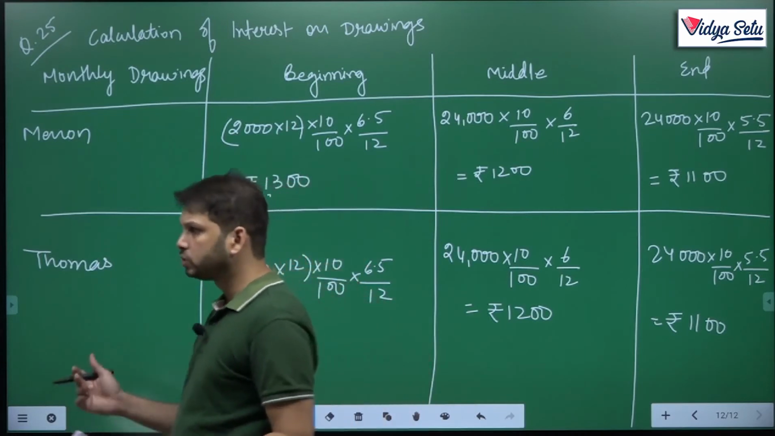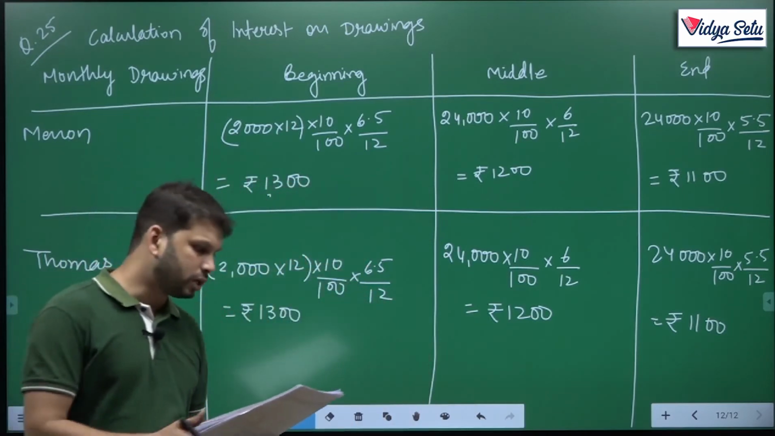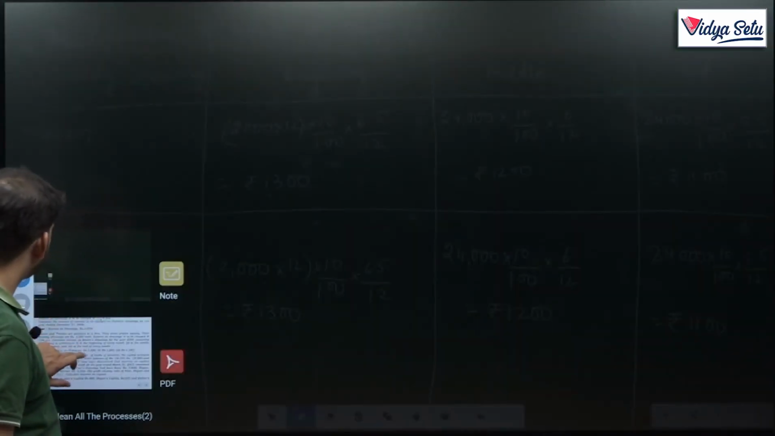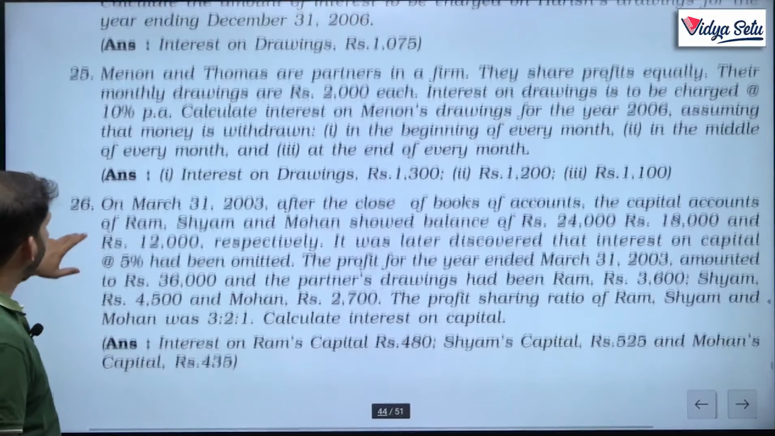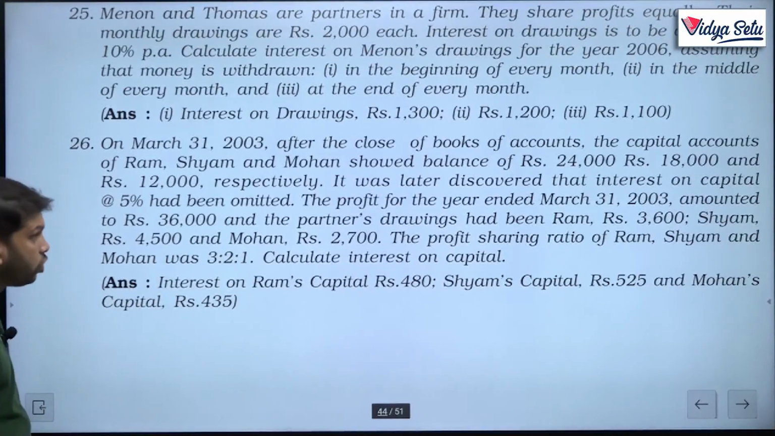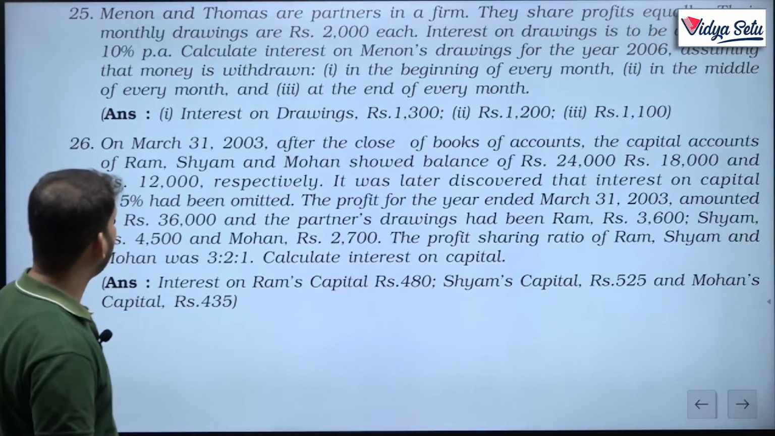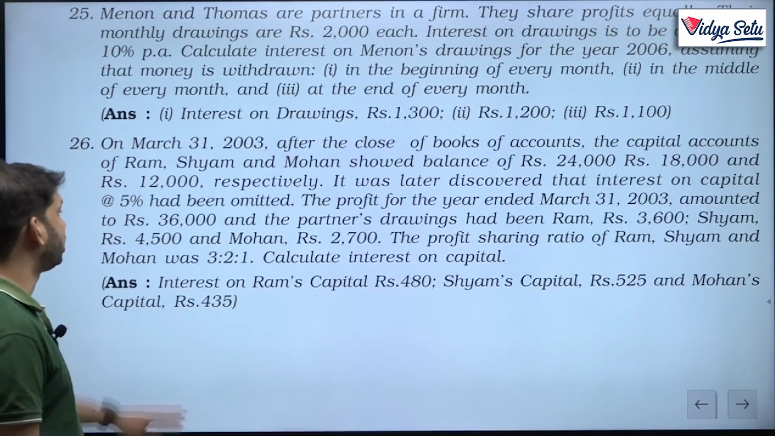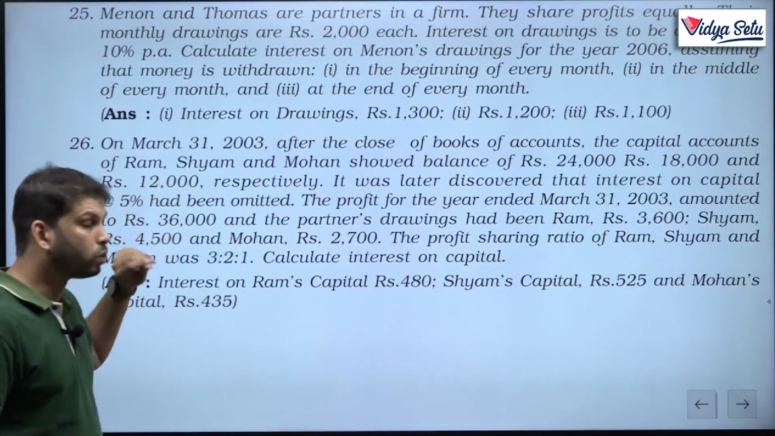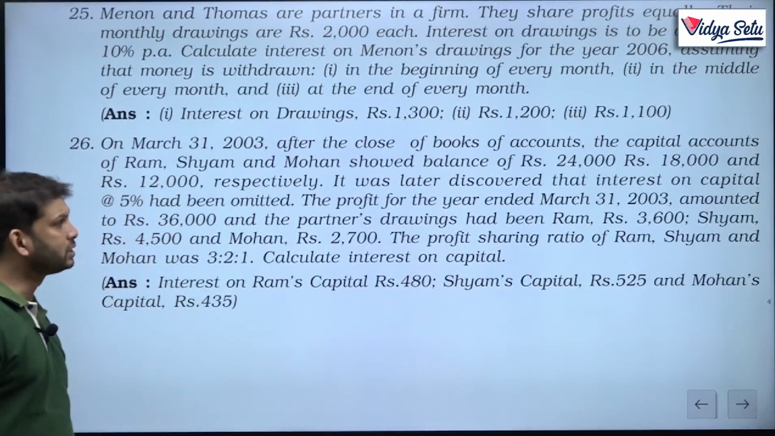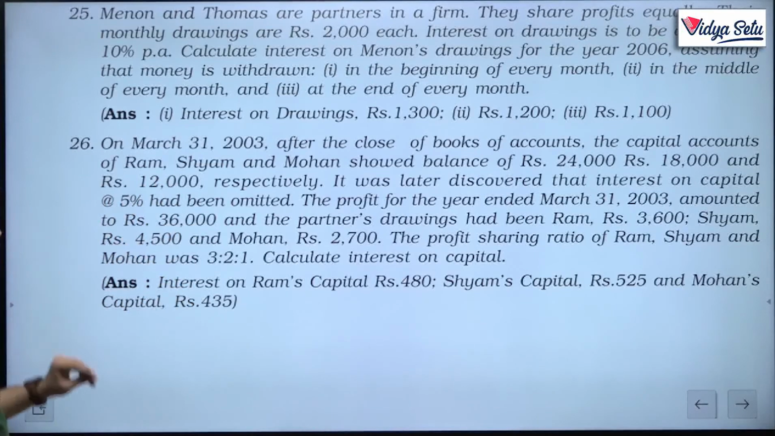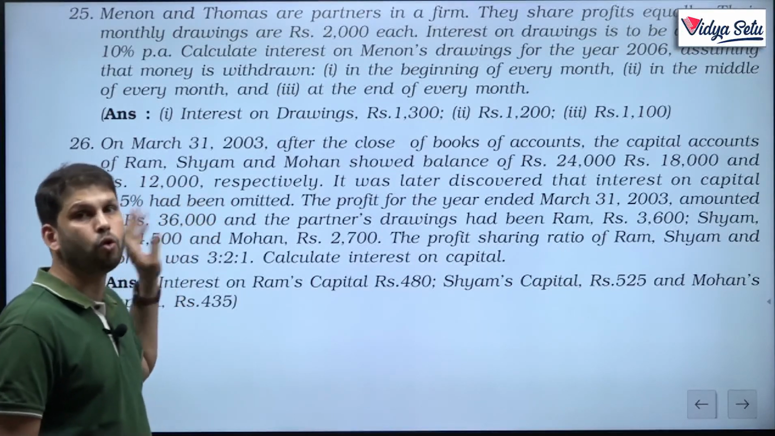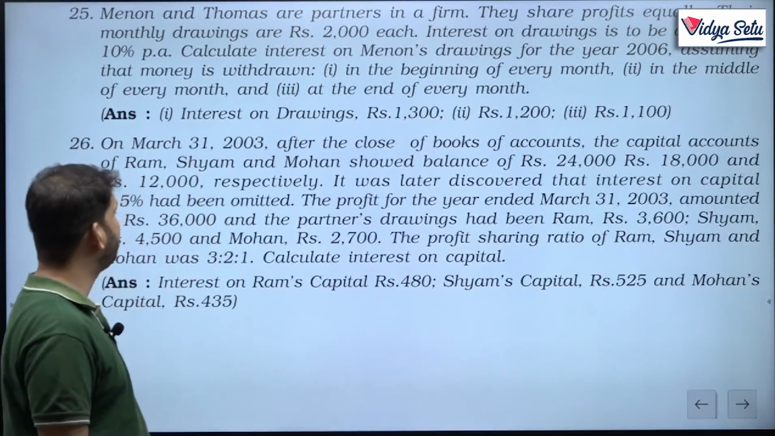The last question which we are doing for this lecture is question number 26. On March 31, 2003, after the close of accounts, the capital accounts of Ram, Shyam and Mohan showed a balance of rupees 24,000, 18,000 and 12,000. Remember, these are closing balances. It was later discovered that interest on capital at 5% had been omitted. Do remember, interest on capital will be on the opening balance. We have to find out the opening capital balance.